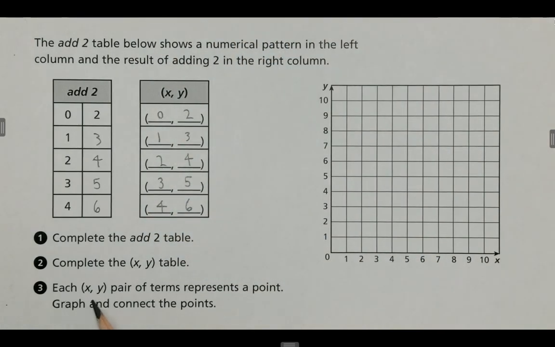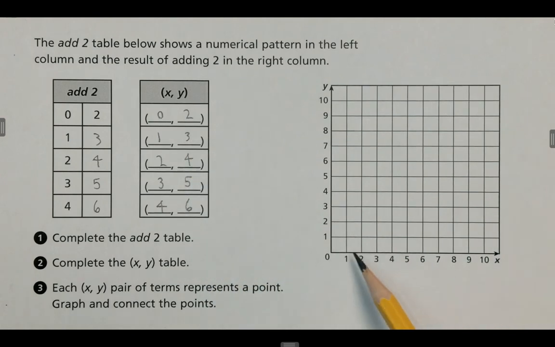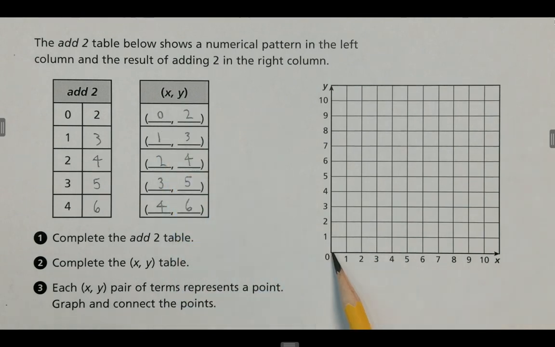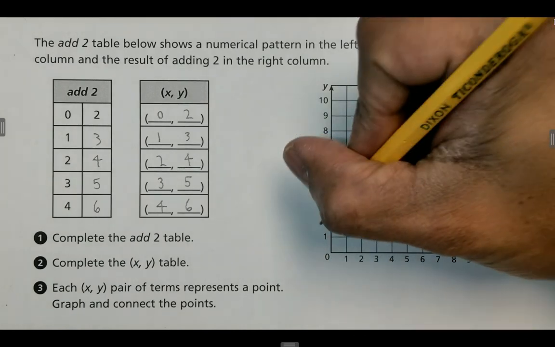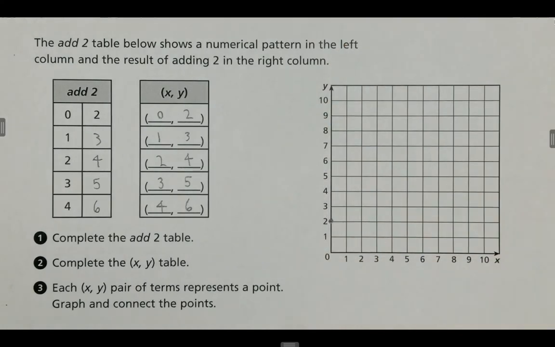Number 3, each XY pair of terms represents a point. Graph and connect the points. Okay, so our first point here is 0, 2. We start at the origin and we're walking 0 spaces and we are jumping 2 spaces. So 0, 2 is going to get plotted right here.